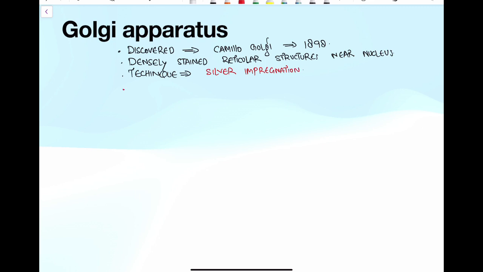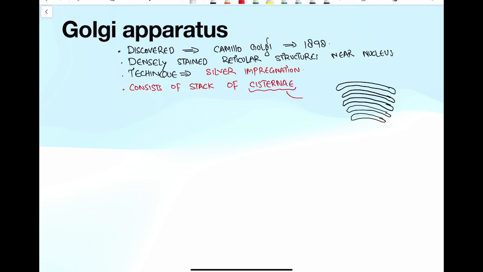Now, if we talk about the structure of Golgi apparatus, it consists of these flattened, concave-convex structures called cisternae. So Golgi apparatus is like this. It consists of a stack of flattened structures called cisternae. This is a stack of cisternae. Now remember, each stack contains 4 to 8 cisternae, and the diameter of cisternae, which can be asked, is 0.5 to 1 micrometer.